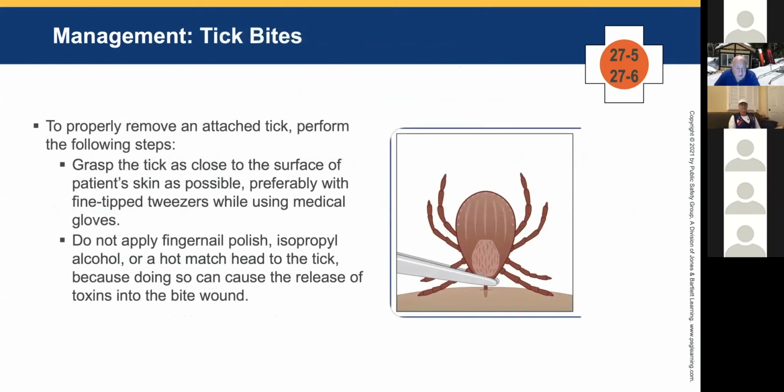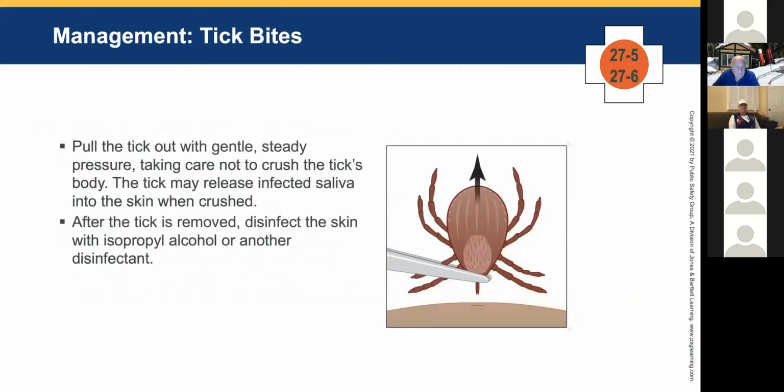Here's an interesting one, tick bites. If you find a tick on the person, I used to hear, well, you applied a hot match or fingernail polish, alcohol. Say, don't do it. You want to have a thin set of tweezers. You want to grab as close to the patient's surface of the skin as possible and gently pull the tick out. You don't want to crush the tick. You don't want to do any of these things because if you do, it's more apt to release its toxins into the body. And after the tick is removed, you can disinfect the skin with isopropyl alcohol or another disinfectant.